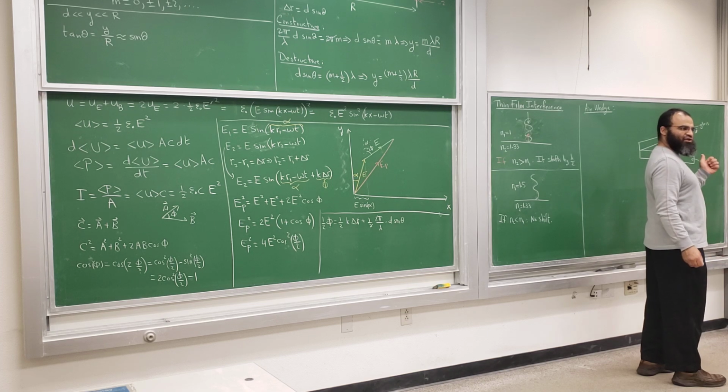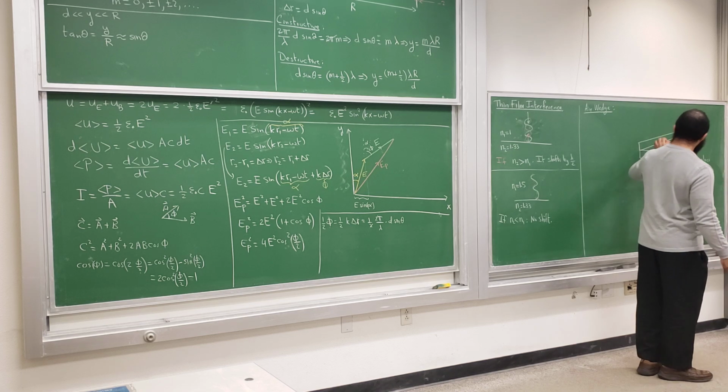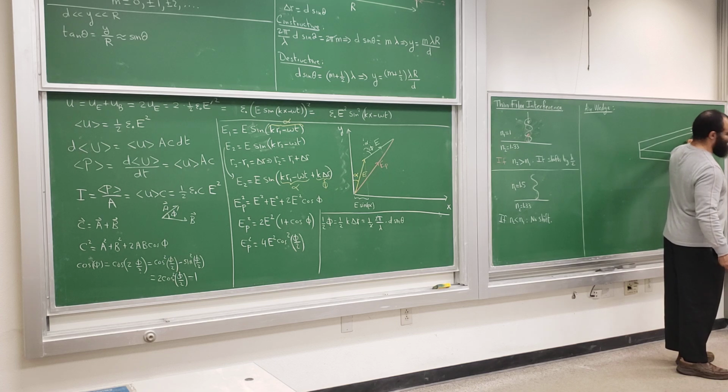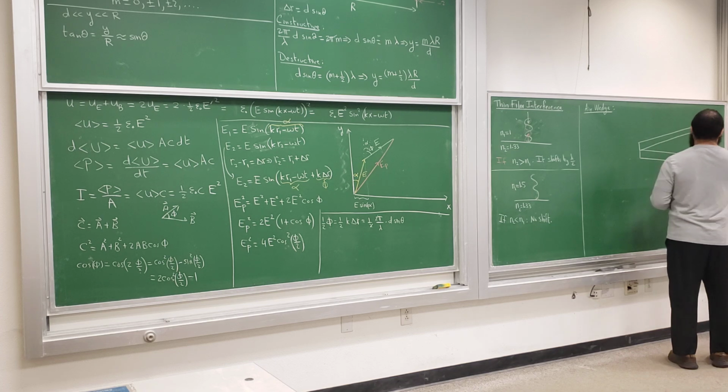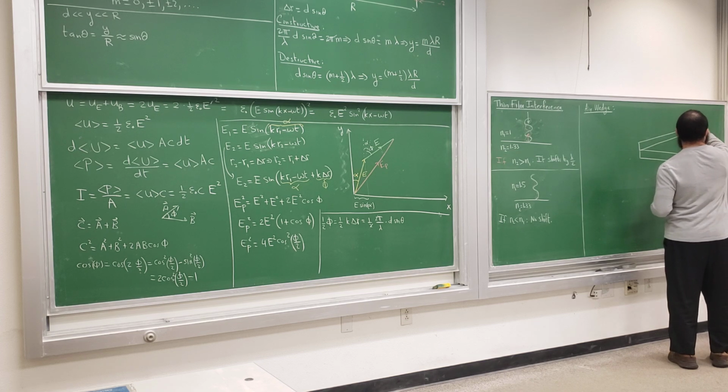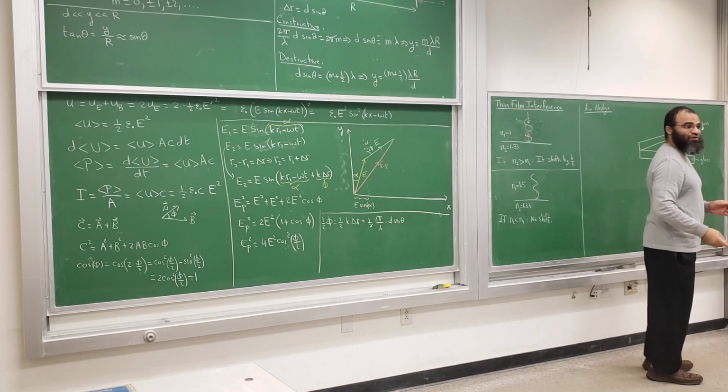Another thing, the picture here is deceiving because I can't draw it to scale. The reason is this: the thickness of the glass is actually much larger than this gap. So this gap here, we call it H, is actually much less than this thickness. Okay? But I can't draw it to scale.